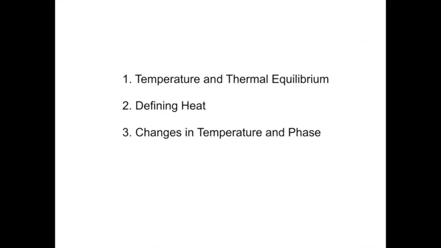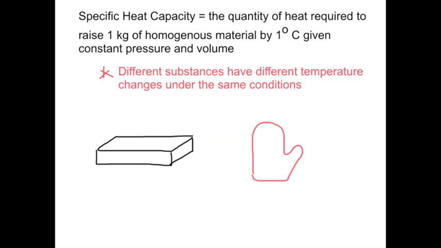At this point in Chapter 9, we've covered the first two sections, which are temperature and thermal equilibrium and defining heat. Finally, we're moving on to Chapter 9.3, which is changes in temperature and phase. Before we can even look at changes in an object's temperature, we have to know about specific heat capacity.